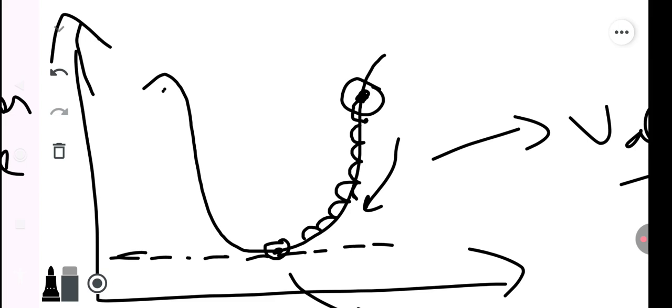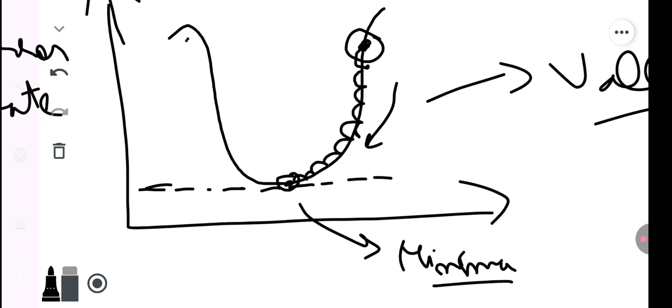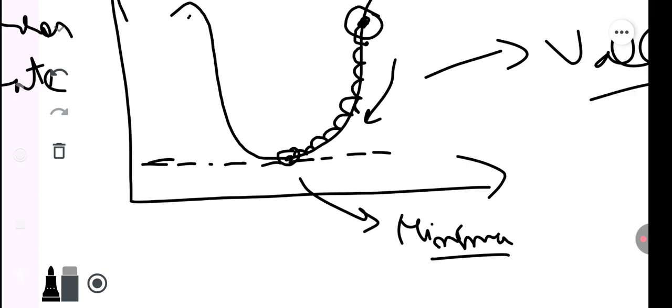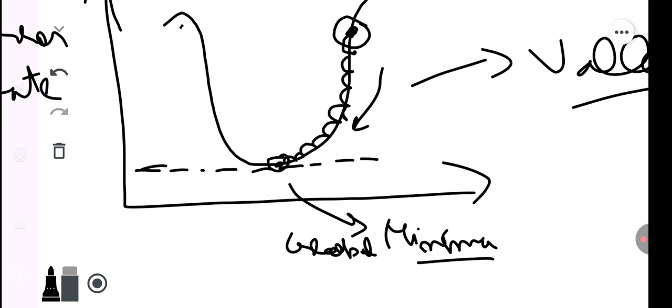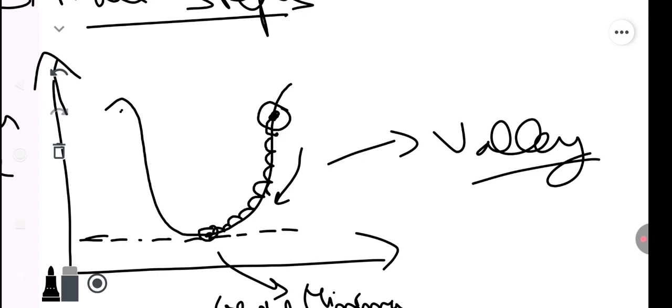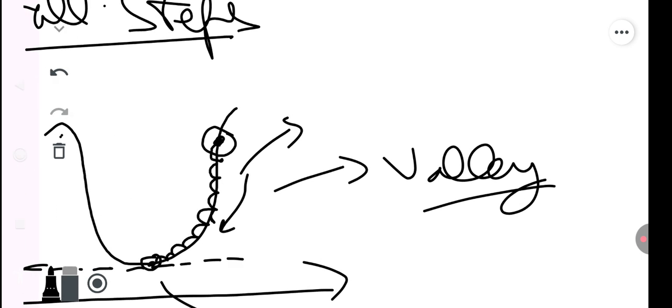Think of it like this. If I reach here, this is my minimum error rate, or we call it global minima. So as we can see, if we take small steps, what you can notice from the graph is that we are taking a lot of iterations.